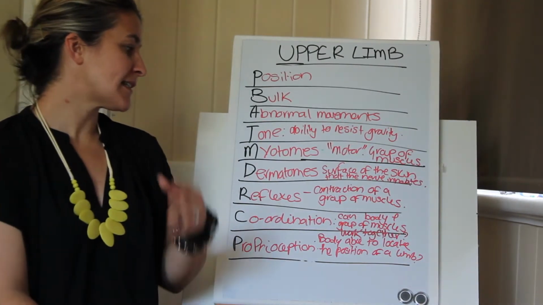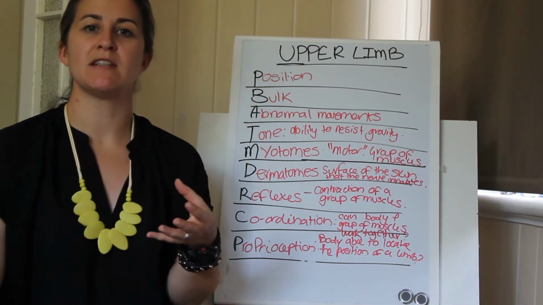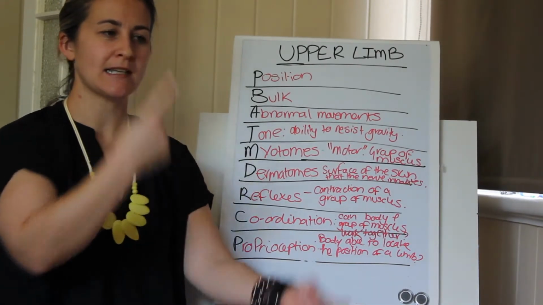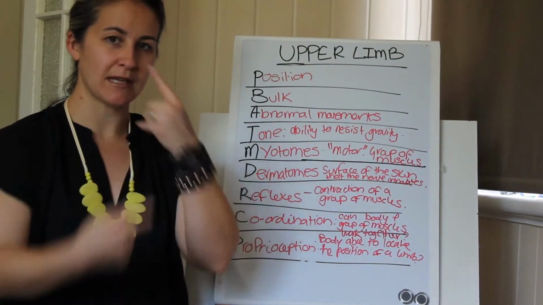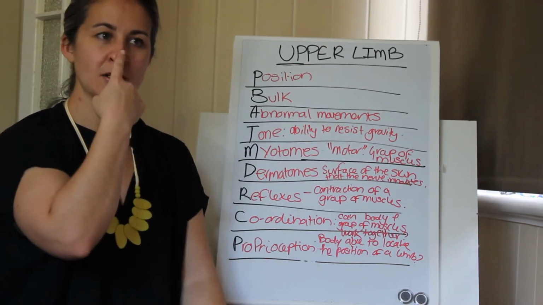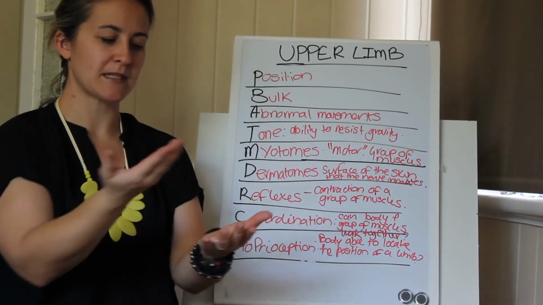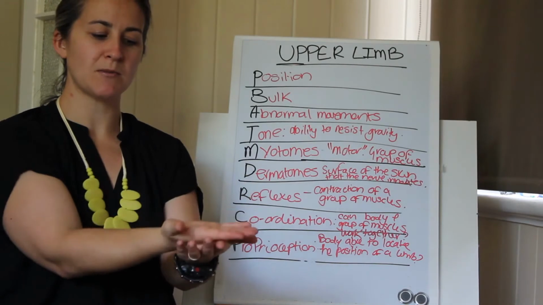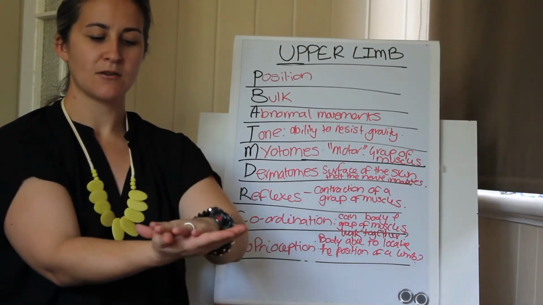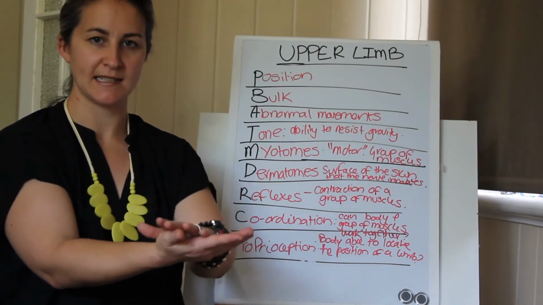Coordination is, can the body's group of muscles work together in order to achieve a task? Simple ways to do it in the exam: the patient touches their nose, making sure they also increase the speed as they touch their nose. The other one is touching the nose to the examiner's finger. And finally, for the upper limbs, making sure the pronator and supinator muscles are working, so coordinating the hands by turning the palm and the back of the hand alternately.